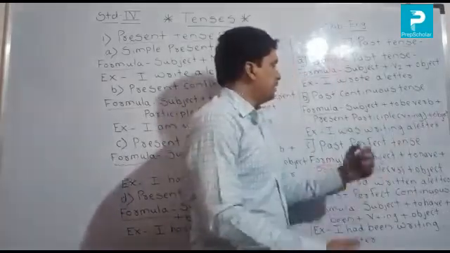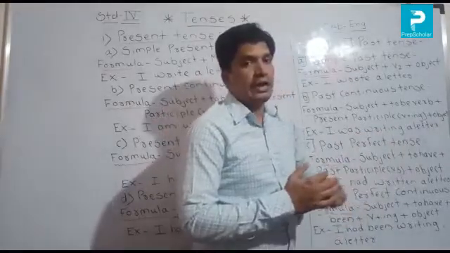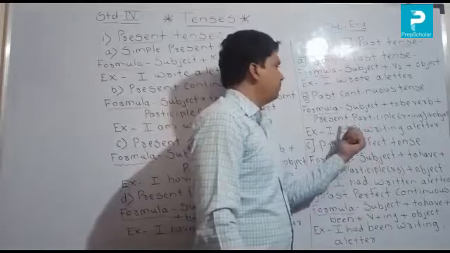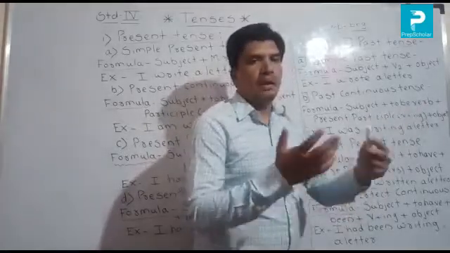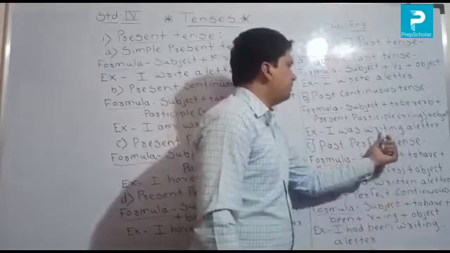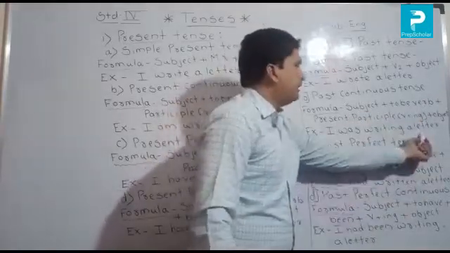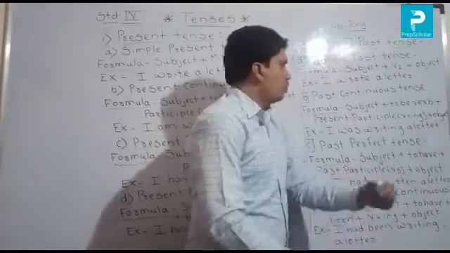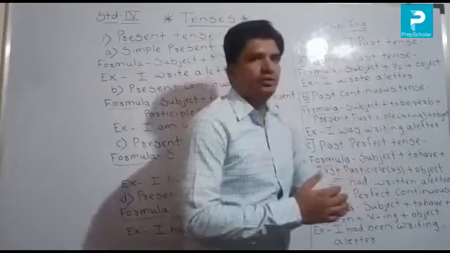So example here, I was writing a letter. I was writing a letter. So I is a subject, then was is to be past verb, then writing is a present participle or be plus ing, and a letter is an object. So I was writing a letter, it is an example of past continuous tense.